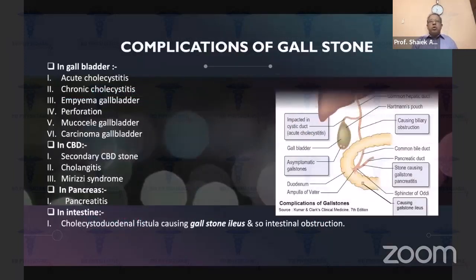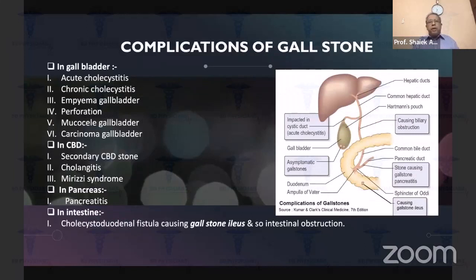So the gallstone is a very common thing, and in an asymptomatic patient there is no problem. But at any time, the gallstone may produce symptoms and it may produce some complications. For that reason, it needs treatment. Asymptomatic gallstones also need surgical treatment to prevent the type of complications which I described now.